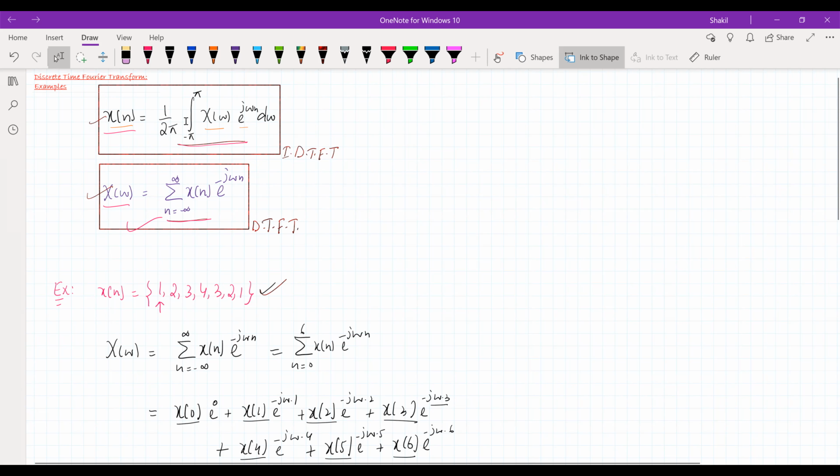Now, to prove this result, we are going to change the frequency. We are going to plot the magnitude spectrum not from minus pi to pi, but suppose from minus 2 pi to plus 2 pi. Let's see what will happen to the magnitude spectrum.